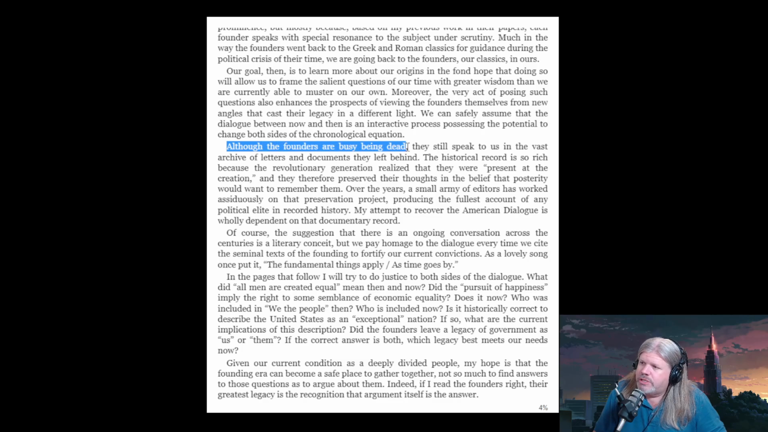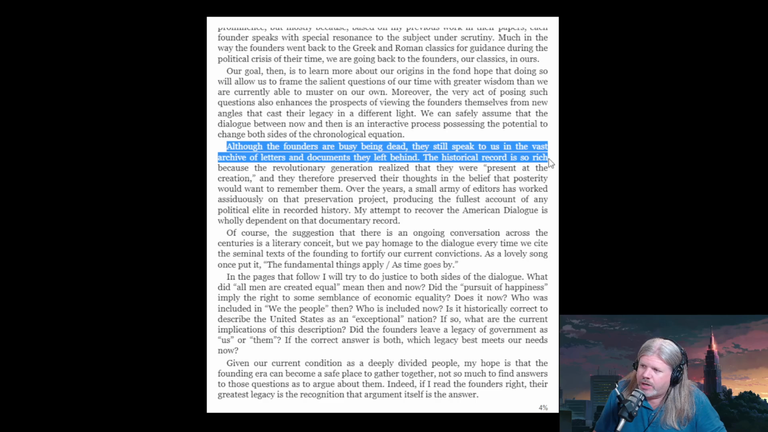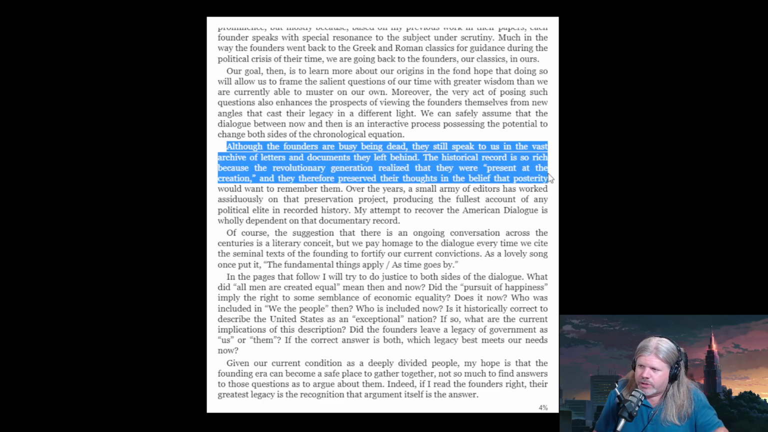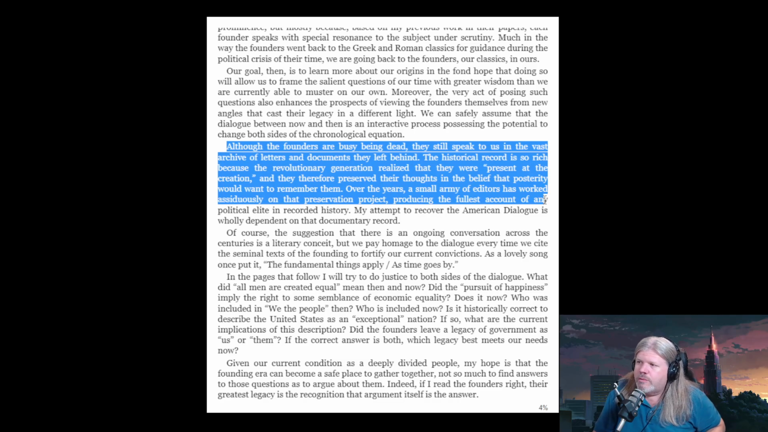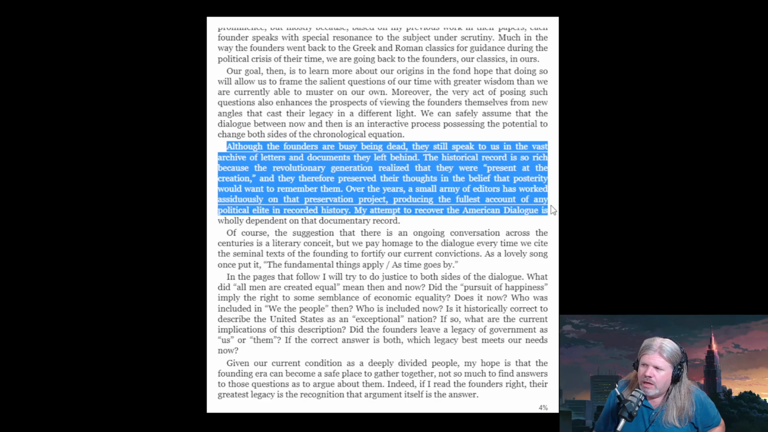Although the founders are busy being dead, they still speak to us in the vast archive of letters and documents they left behind. The historical record is so rich because the revolutionary generation realized they were present at the creation, and they therefore preserved their thoughts in the belief that posterity wanted to remember them. Over the years, a small army of editors has worked studiously on that preservation project, producing the fullest account of any political elite in recorded history.